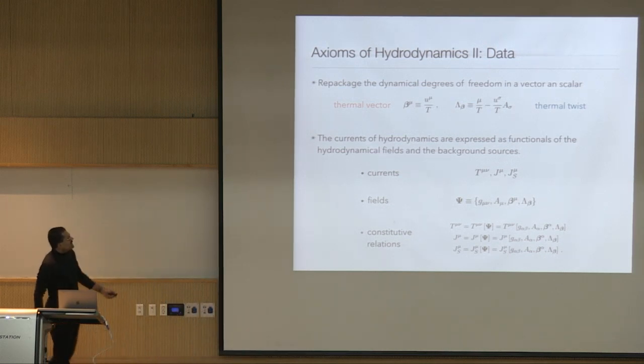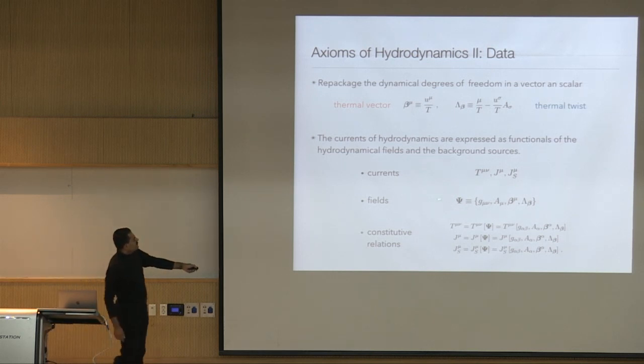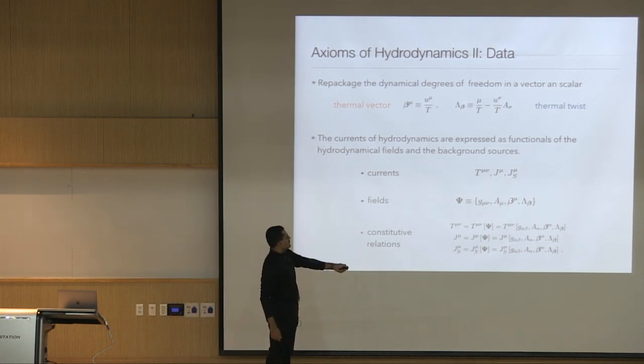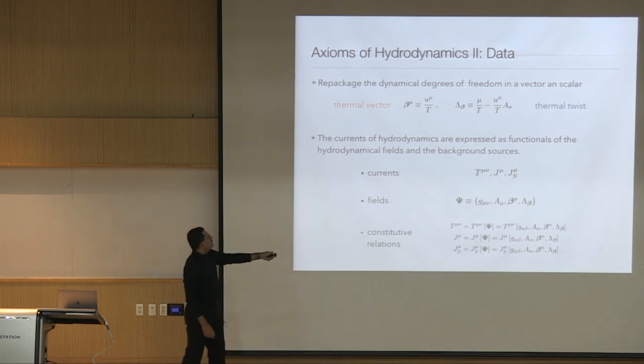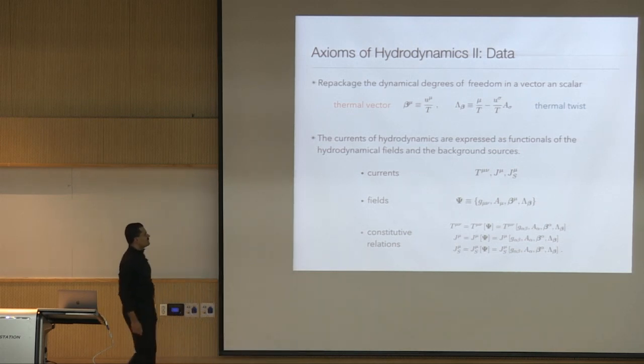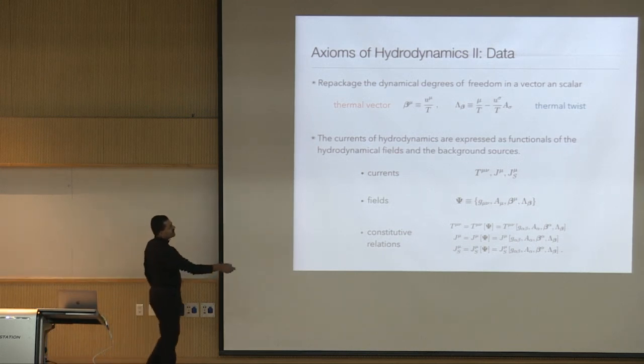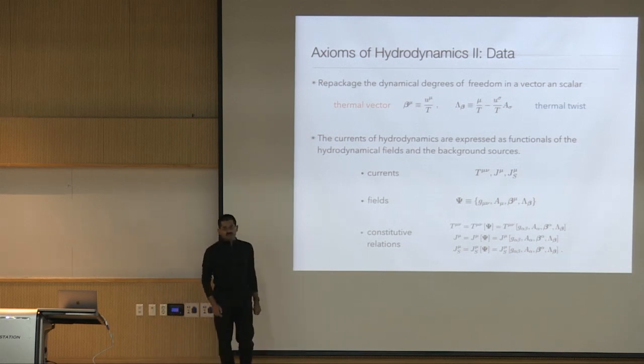So the data we have is the following. We have these fields, which are the background fields, and the physical fields: the temperature and velocity combined into beta, and the chemical potential combined into lambda beta. We have the physical currents, one of which I have not explained to you, and all we are after is an expression for these currents as a functional of these fields.